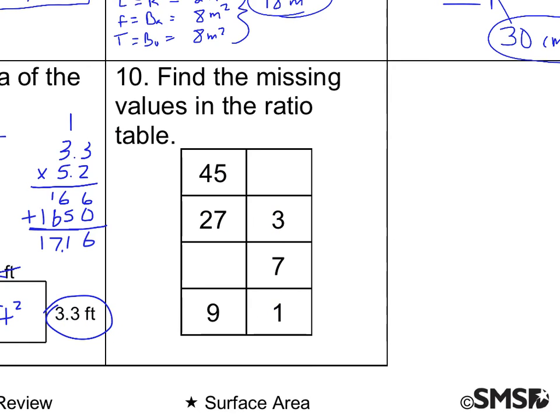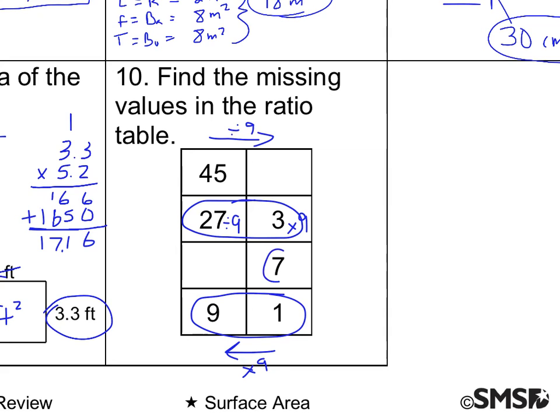And with ratio tables, we're looking for the multiplicative relationship between the left and the right. So 27 and 3 are related with a 9, right? 3 times 9 gives me 27, and 27 divided by 9 gives me 3. So from left to right, we're dividing by 9. That's our rule. And from right to left, we're multiplying by 9. That's our rule. And you can check it again here. You can see that those are related with the multiplicative relationship of 9.